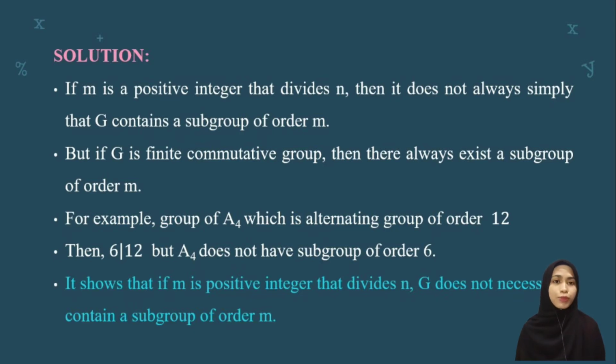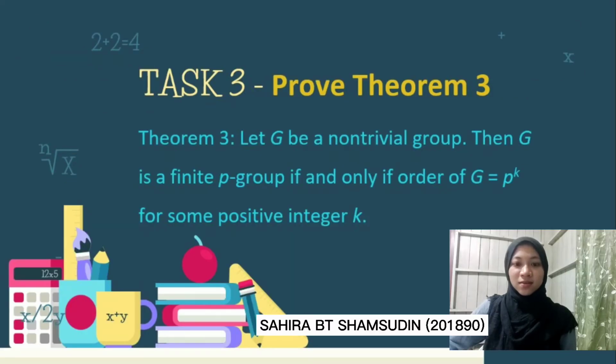For example, we take A4. A4 is an alternating group which has the order of 12. So we take m equal to 6, which is a positive integer, then n equal to 12, which is the order of A4. So 6 divides 12, but we know that in A4 there is no subgroup of order 6, so it shows that if m is a positive integer that divides n, G does not necessarily contain a subgroup of order m. Okay, next I will continue with task 3.